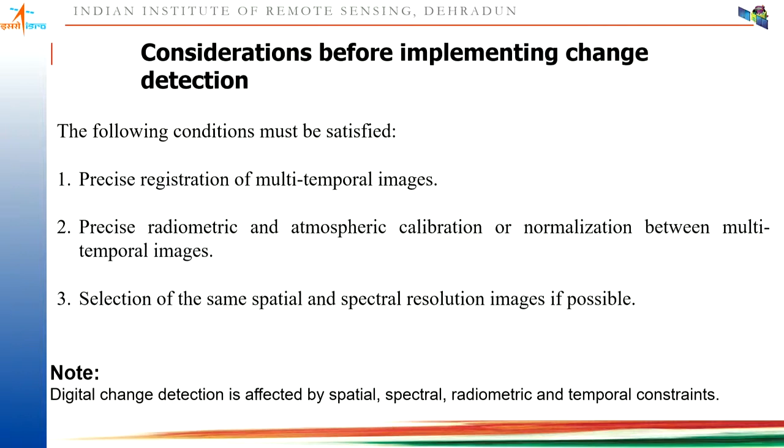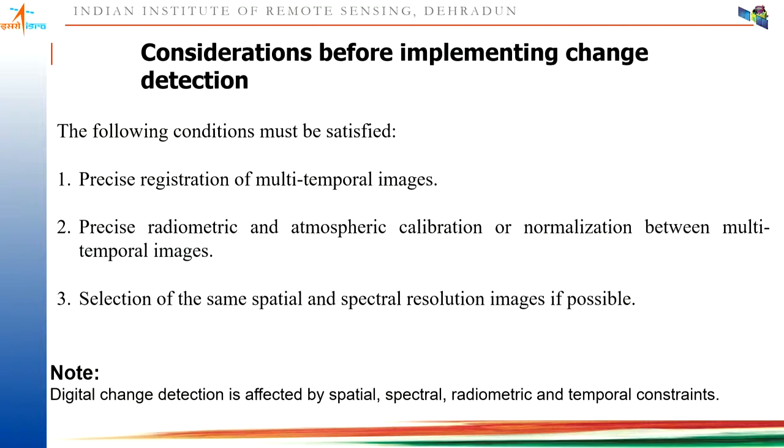So it changes because of atmosphere, but we are recording that this changes because of land use change. So that type of error should not be there. To avoid such things, radiometric and atmospheric calibration should be performed on the images. Then you should not think that a WorldView image can be compared with a Landsat image. The spatial and spectral resolution should be similar, if not the same.